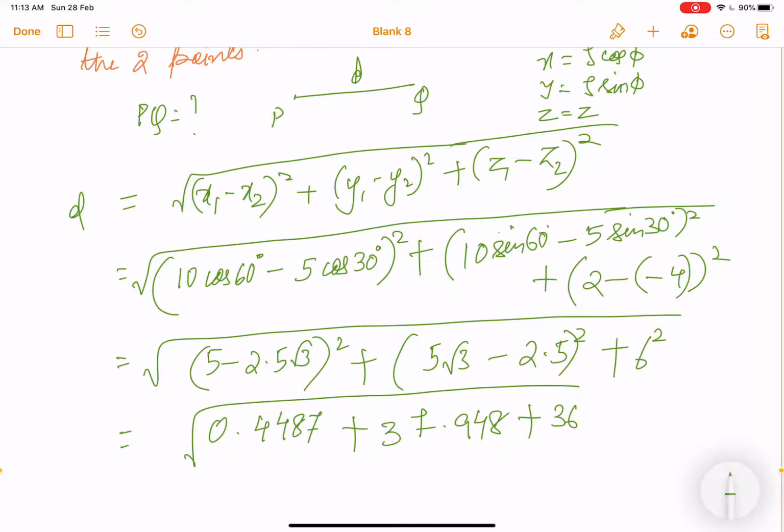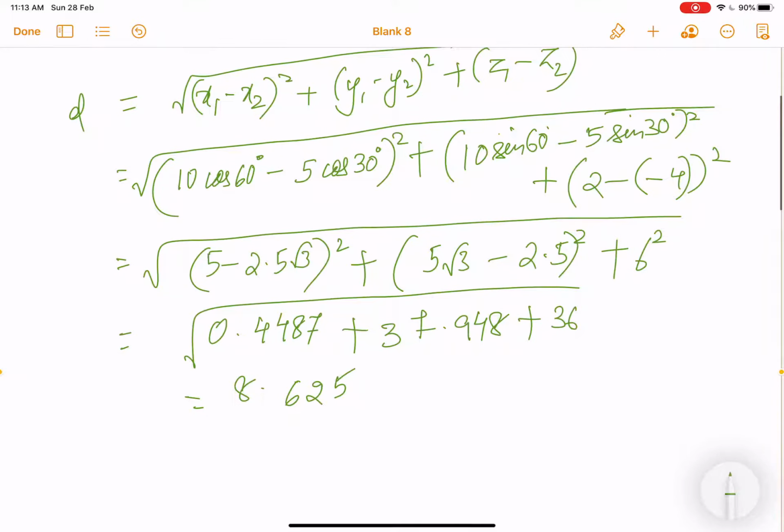Then let me add it: 0.4487 plus these, then the root over of this thing. What is it that you'll get? You got something like 8.625. Okay, so this is your answer.